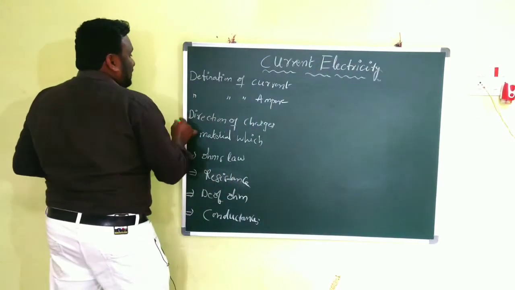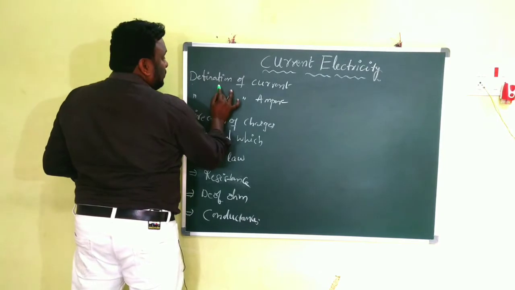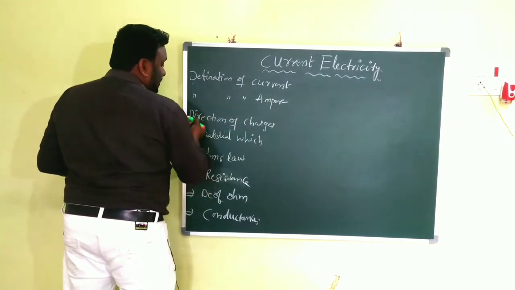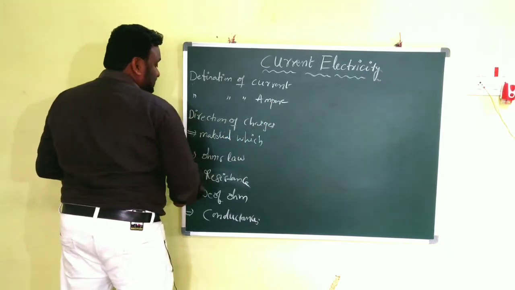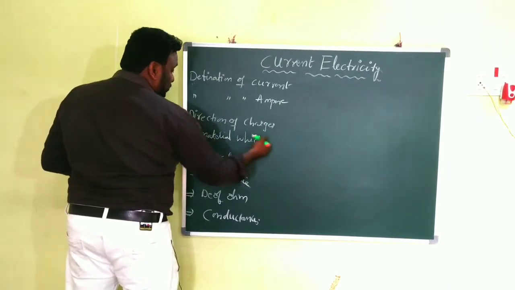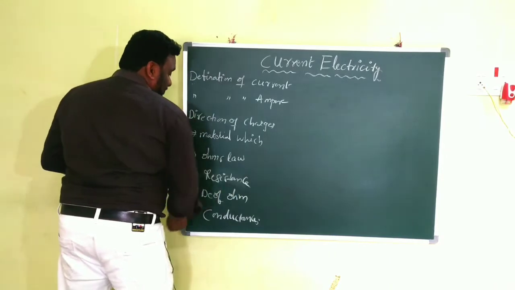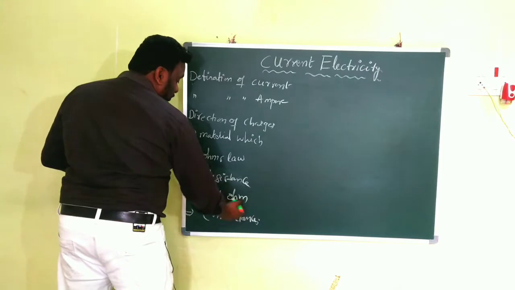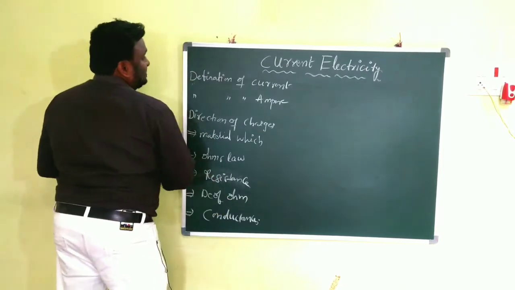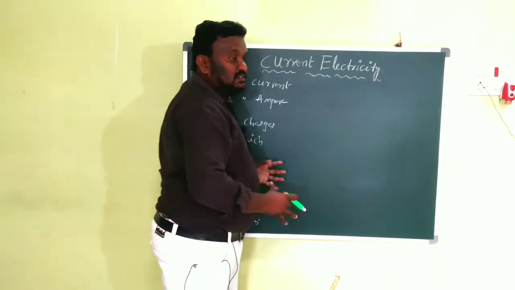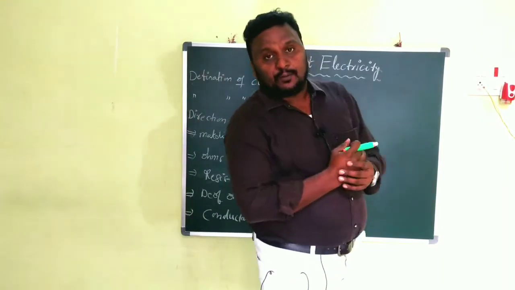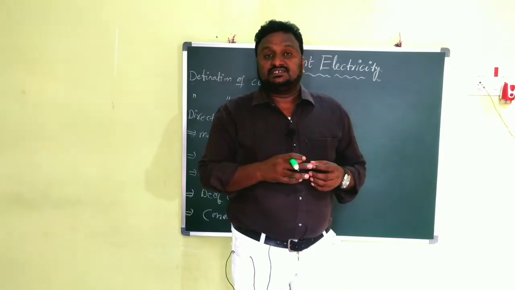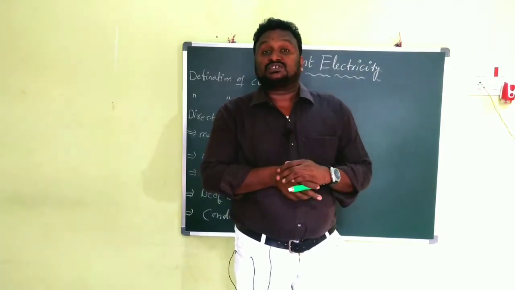First, you have to learn the definition of current and the definition of ampere, and what is the direction of moving of charges, and in which material charges can move, and what is Ohm's law, and what is meant by resistance, and what is the definition of ohm, and what is meant by conductance. You have to learn all these things from this video. So children, all are very important definitions, so you must watch the video without skipping.